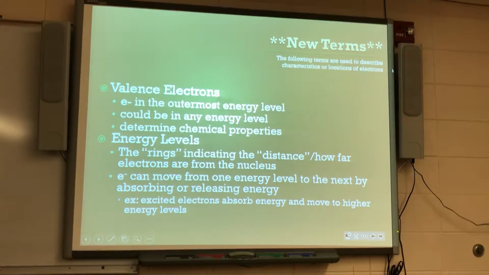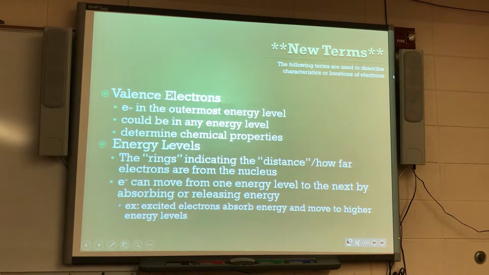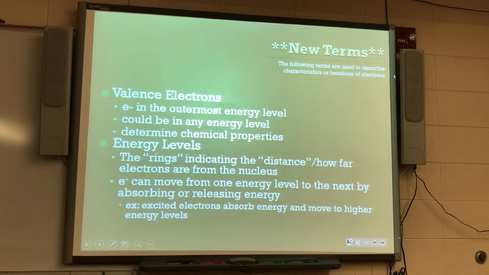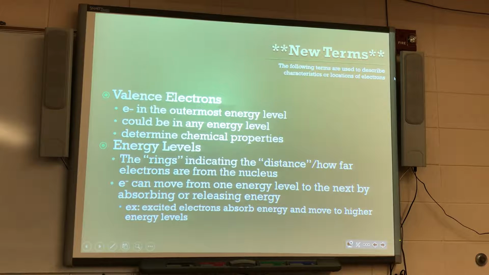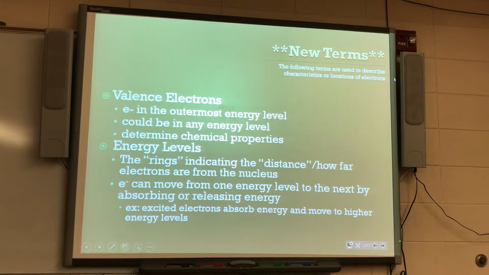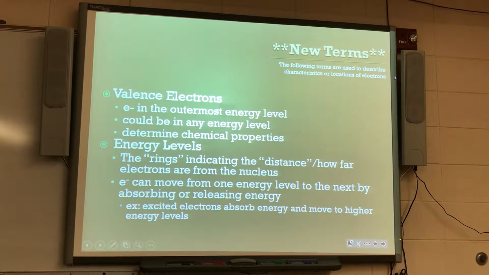Then you can see on your paper you have the word energy levels and a couple dots there. So you're going to indicate that the energy levels are the rings that indicate how far, or the distance, electrons are from the nucleus.